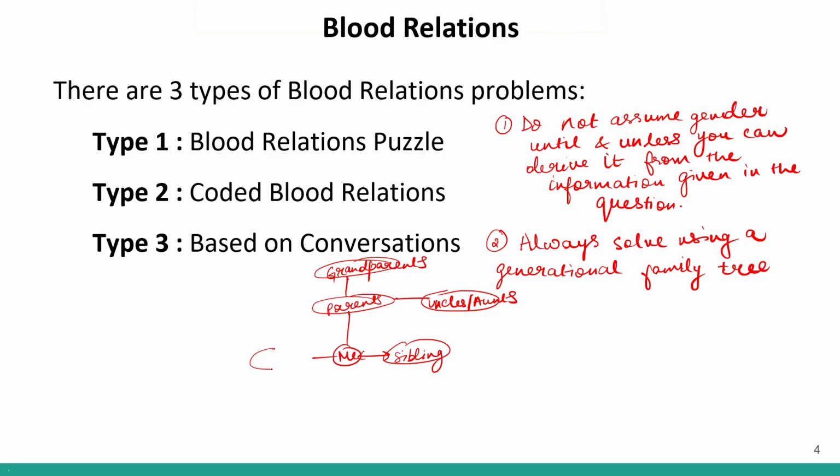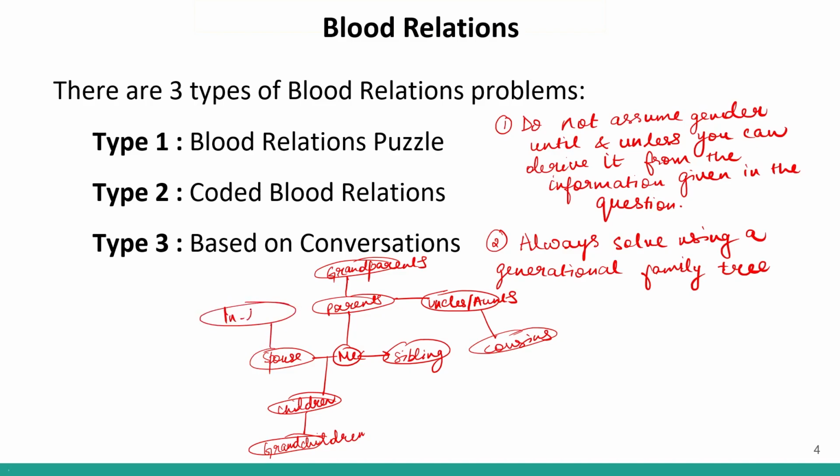Similarly, I can also have a spouse. Correct? So I can have children. So the generation below me will be of children and grandchildren. In this also, I can extend this into infinite possibilities. The children of my uncles and aunts will be what? My cousins. I can have cousins in my generation. Similarly, I can have parents of my spouse, so in-laws. And I can have my brother-in-law, sister-in-law, those kind of relations.